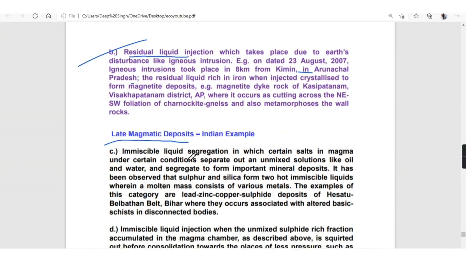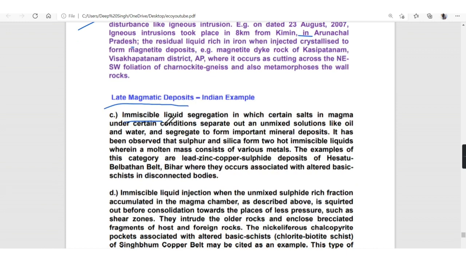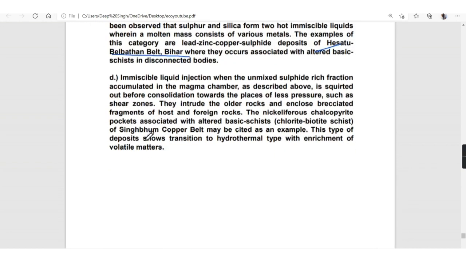Late magmatic deposit, Indian example for immiscible liquid segregation is the Bela-Button belt of Bihar. Immiscible liquid injection example is the Singhbhum copper belt.